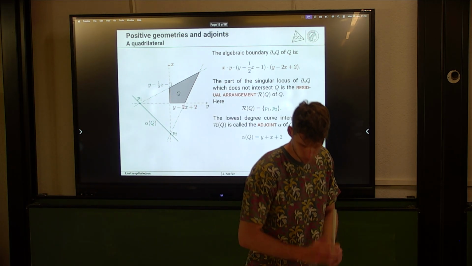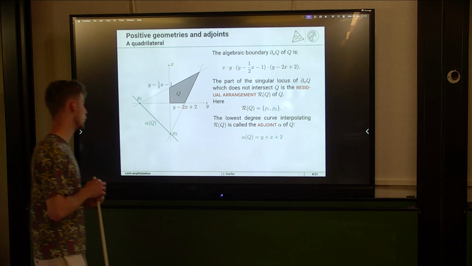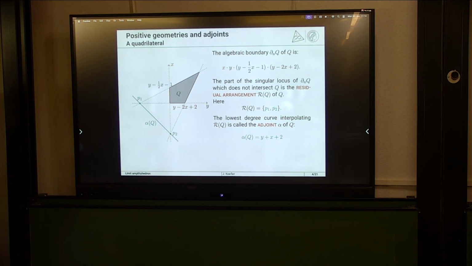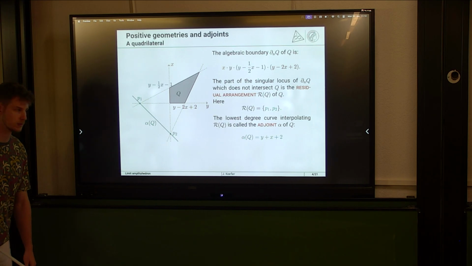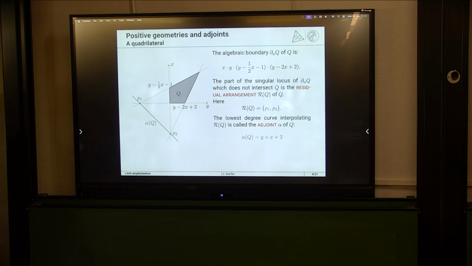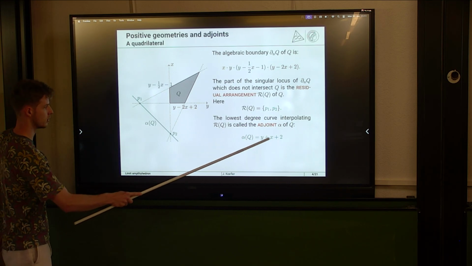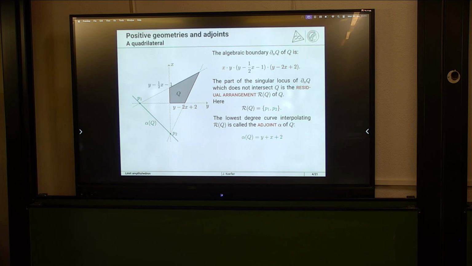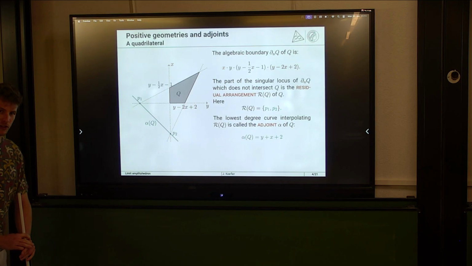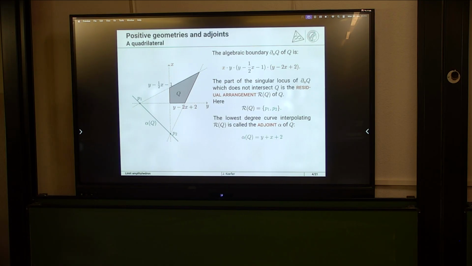And then we want the notion of the adjoint. And the adjoint is the polynomial of lowest degree, which interpolates precisely all points that lie in our residual arrangement. So for us here in the example, it's just going to be a line. And this line equation is going to be given by this polynomial here. And that's going to be the adjoint. It's going to play a crucial role for us to understand positive geometries.